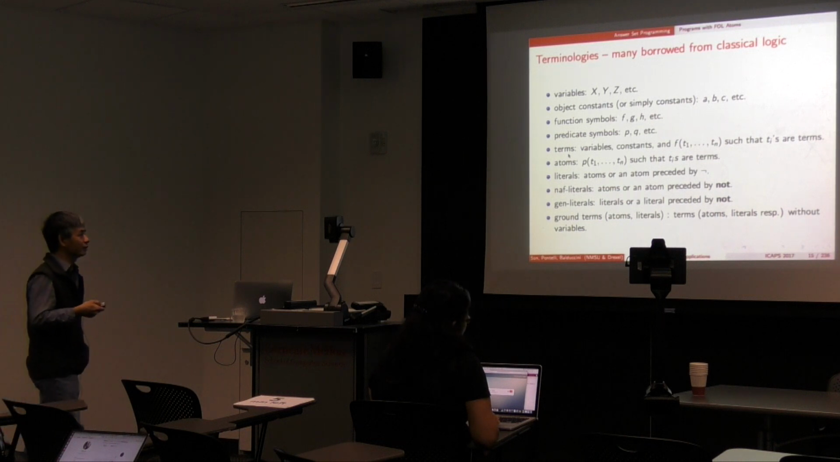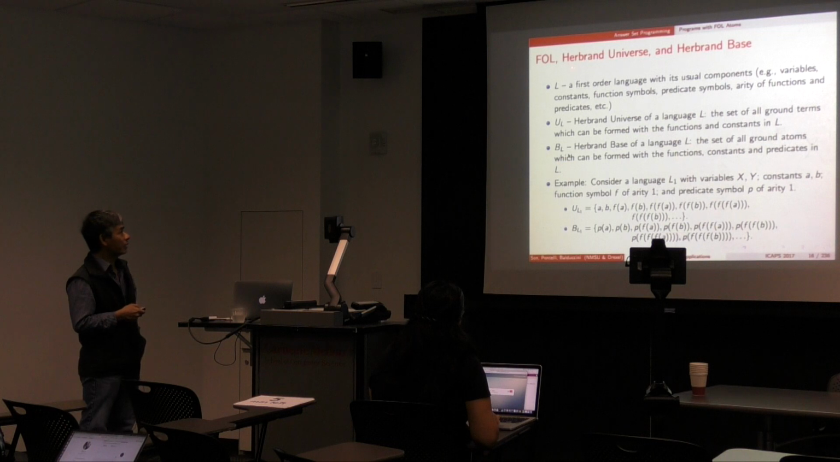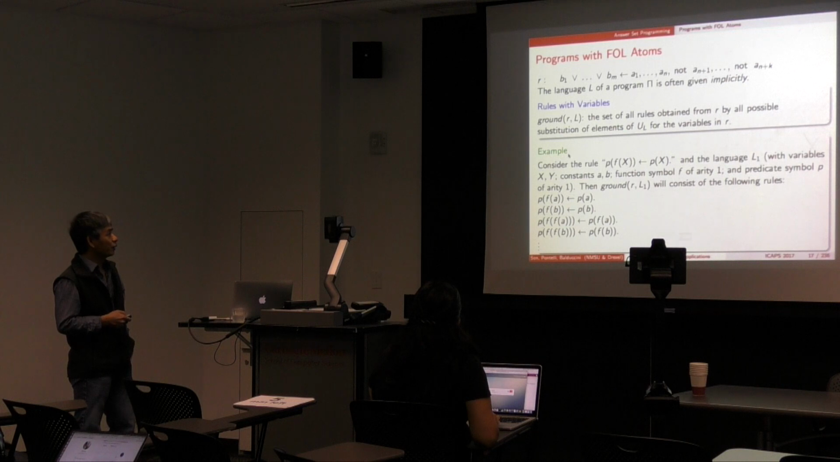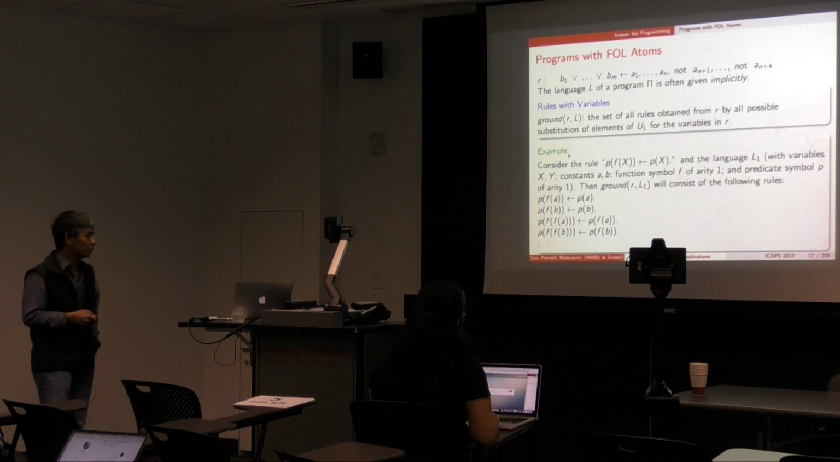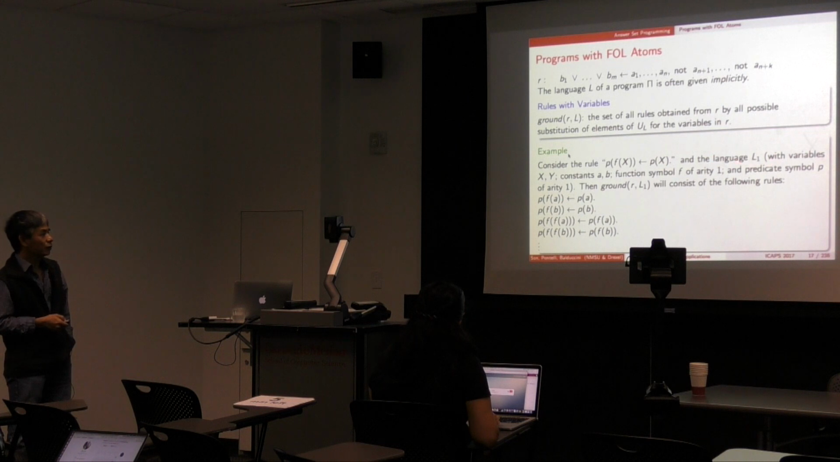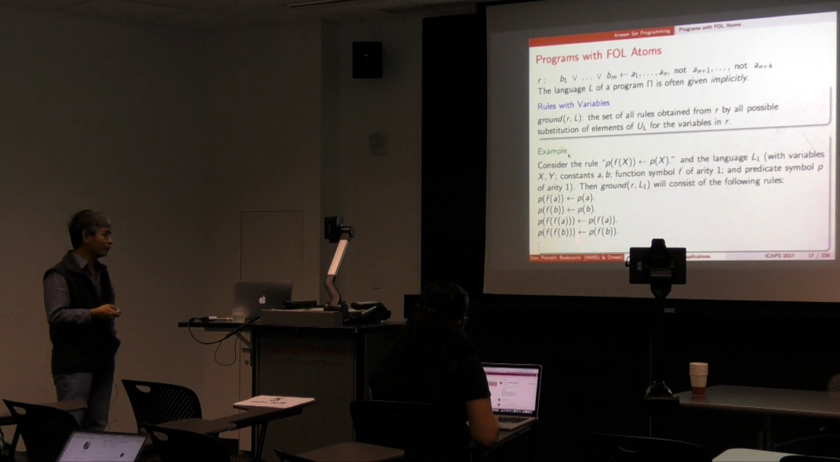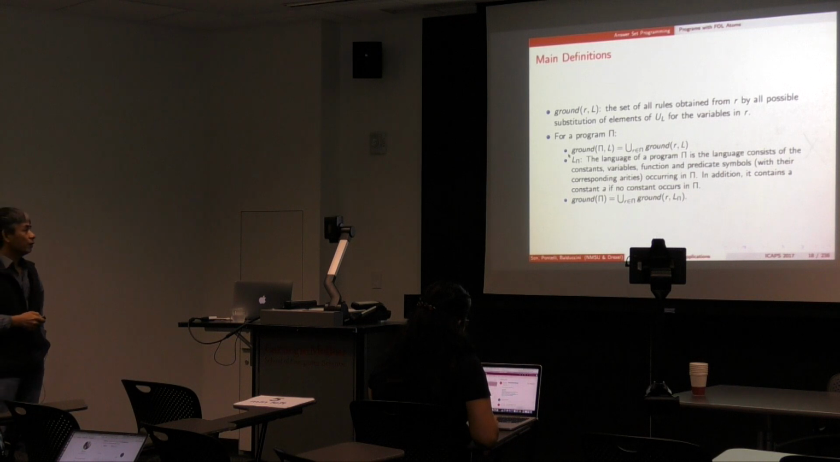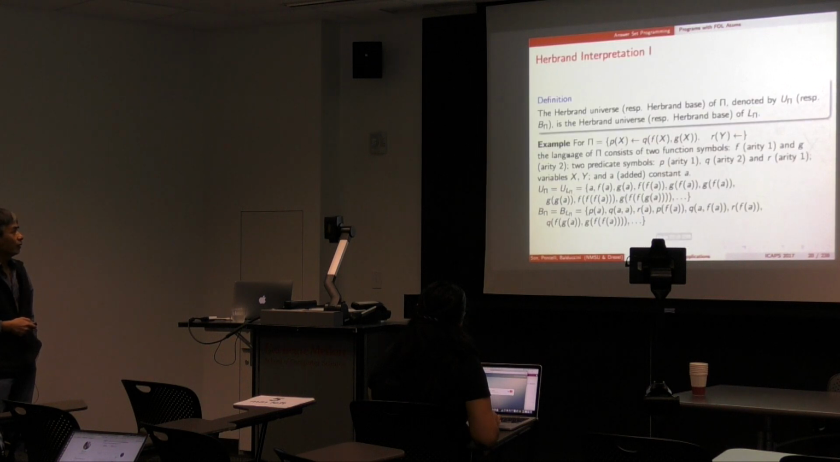If we have a program with variables, we will just define the semantics of the ground program. I'm putting this here for the completeness of the presentation, but I'm not planning to go over that. Here, for example, let's look at this example. We have P of F of X and P of X. If we have a language with two constants A and B and one function symbol, the grounding would become infinite. And then we can define the set of ground rules of the program like that.